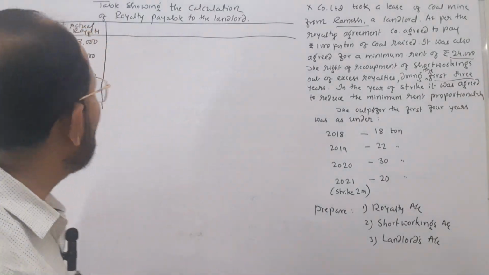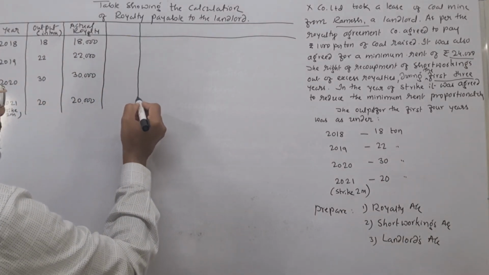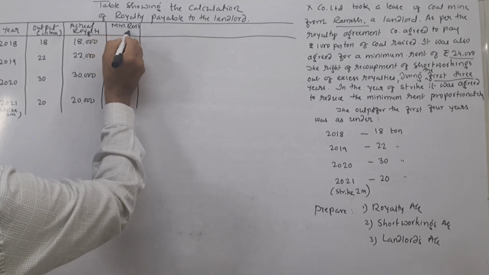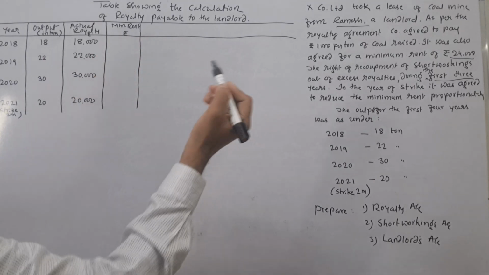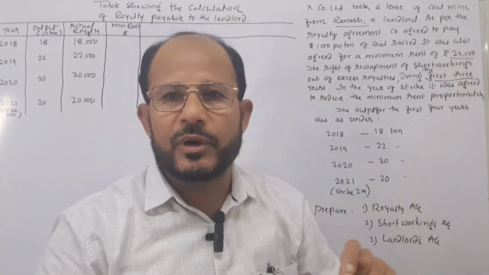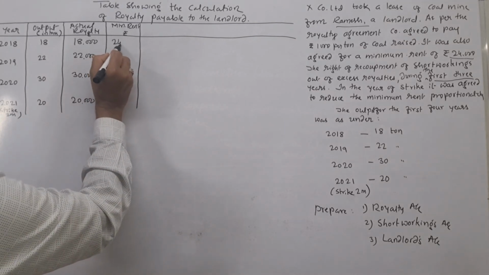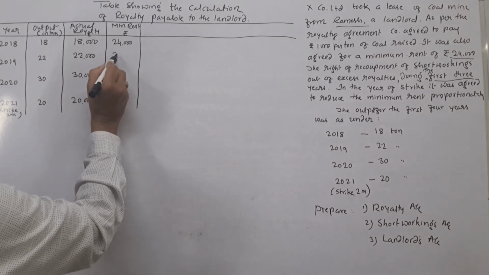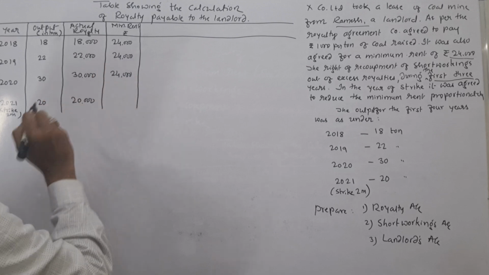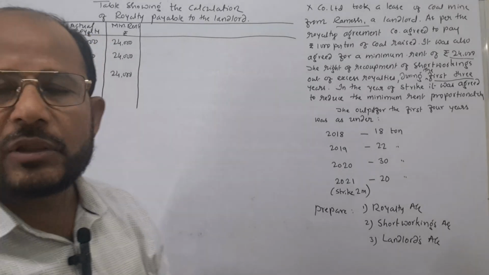Now, what we have to do is we have to write the minimum rent given in the problem. Minimum rent. What is the minimum rent in this problem? See, minimum rent agreed upon by the parties was rupees 24,000. That minimum rent I am going to write here, rupees 24,000 in the first year, rupees 24,000 in the second year, rupees 24,000 in the third year, because the minimum rent remains same for all the years.